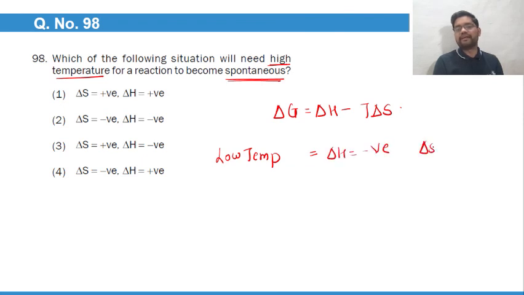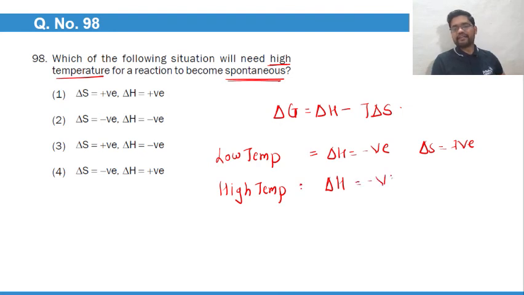Negative, and delta S should be what? Positive. Right? Clear? But for high temperature, what do we need? Suppose delta H is what? For high temperature, if delta H is negative, then delta S should be what? Again positive. Yes or no?